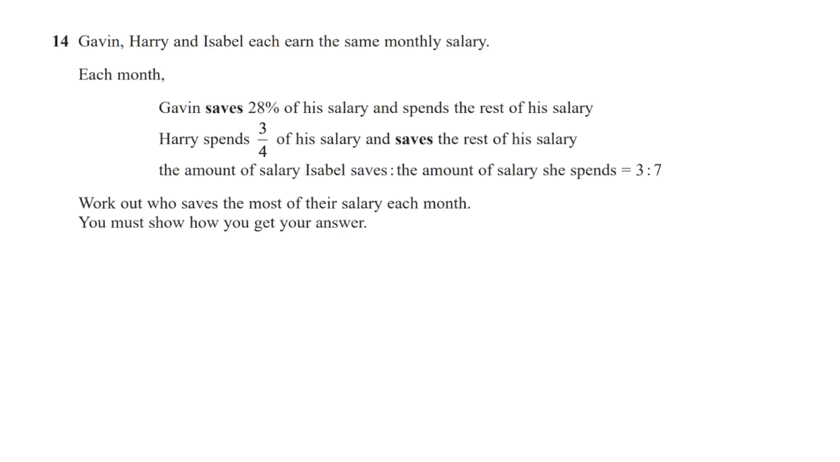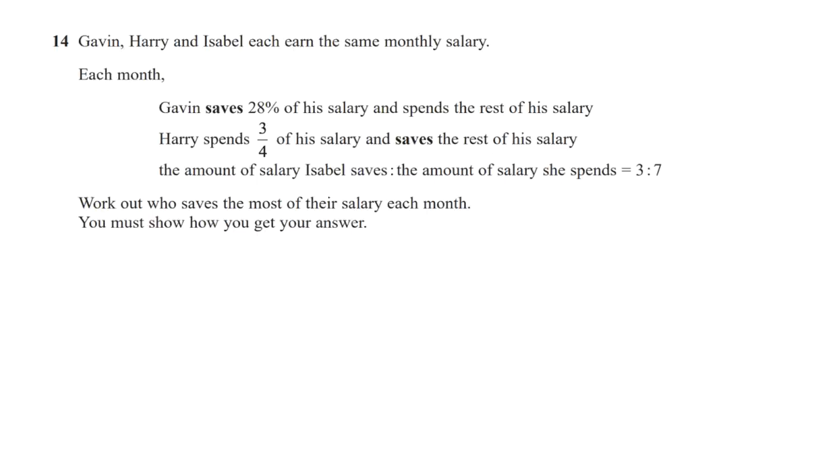Question 14. Gavin, Harry and Isabella each earn the same monthly salary. Each month, Gavin saves 28% of his salary and spends the rest of his salary. Harry spends 3/4 of his salary and saves the rest of his salary. The amount of salary Isabella saves to the amount of salary she spends equals 3 to 7. Work out who saves the most of their salary each month. You must show how you get your answer.